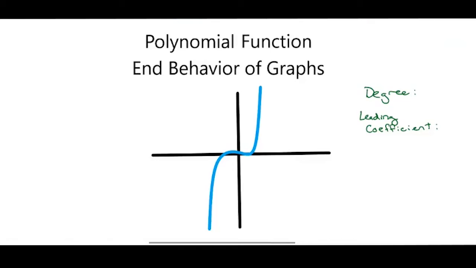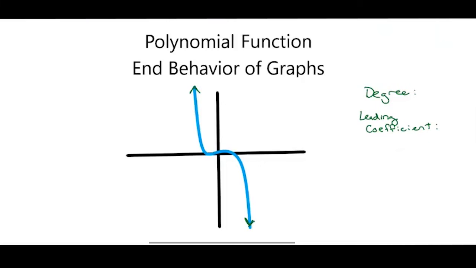So now if you have one that looks like this, you would say that the degree is odd. So the degree of this function might be 3, 5, 7. It would be an odd number. All right. And since it goes up in the positives and down towards the negatives, we would say that the leading coefficient of this one is positive. It goes up towards the positives and down towards the negatives. So the leading coefficient is positive.